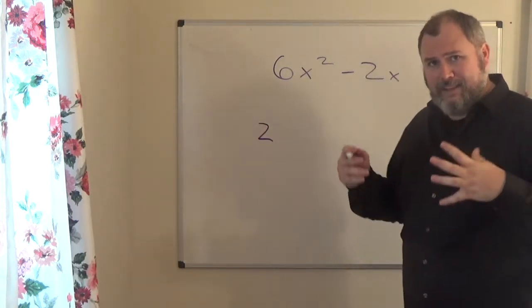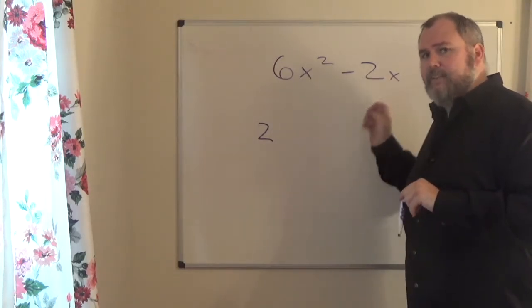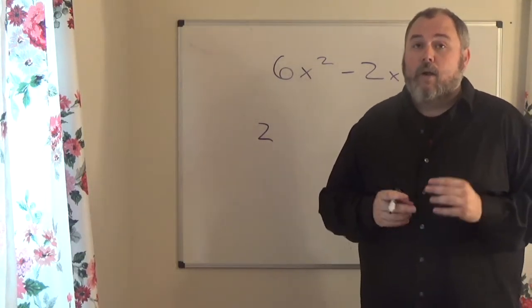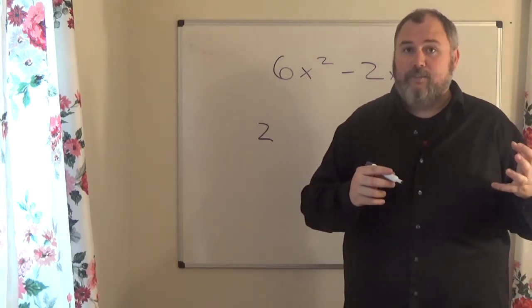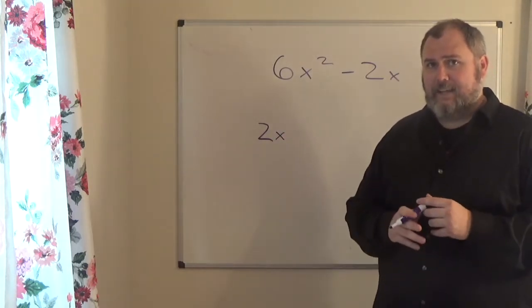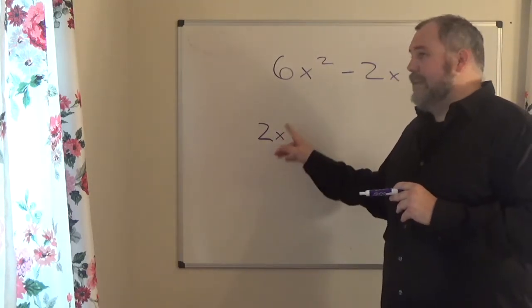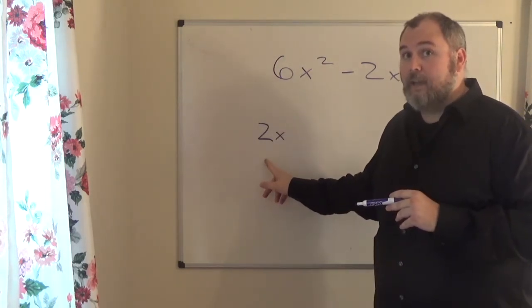Now let's look at the next thing, our variables. I have an x squared and I have an x. What do they have in common? I can factor out an x from each one. So I'm going to write x down. So what did I just say? It means that I can factor this first term by 2x.